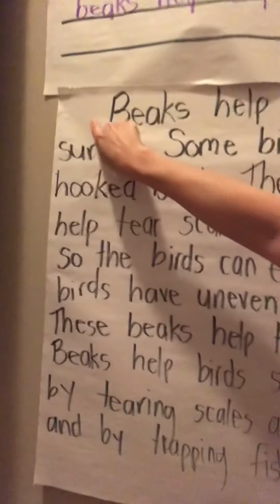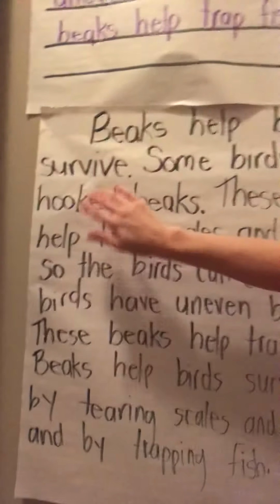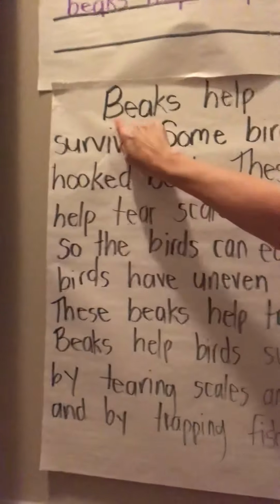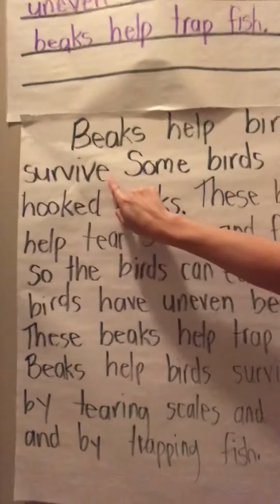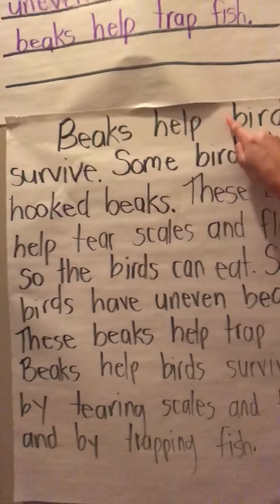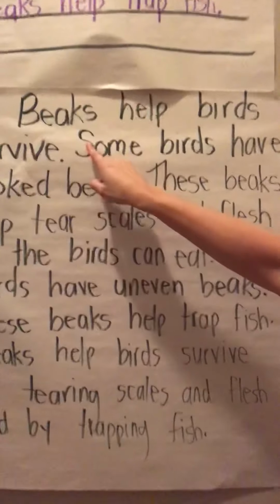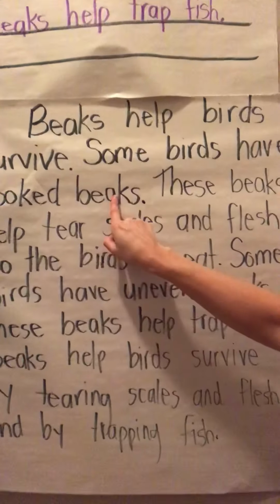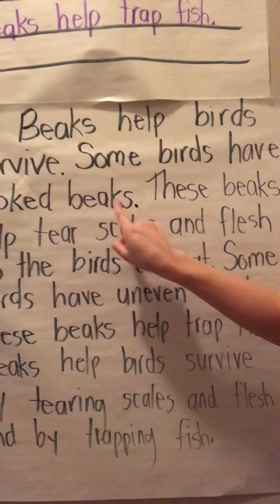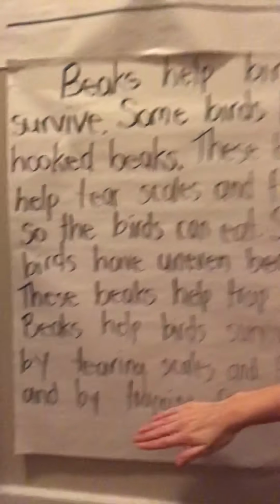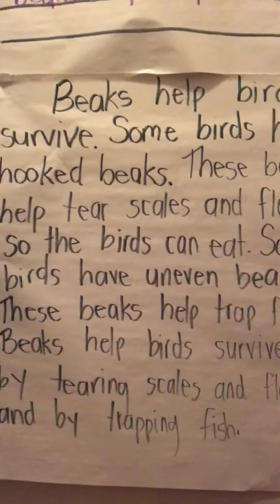So I made sure when I did the first line, I did my indent for my paragraph. So my first sentence is, beaks help birds survive. So I'm going to look. I have my capital letter, I have my period, and I did spaces between each word. I'm going to check the next sentence. Some birds have hooked beaks. Again, I have my capital letter and my period. And I'm going to go through the whole paragraph to make sure each sentence is written correctly.